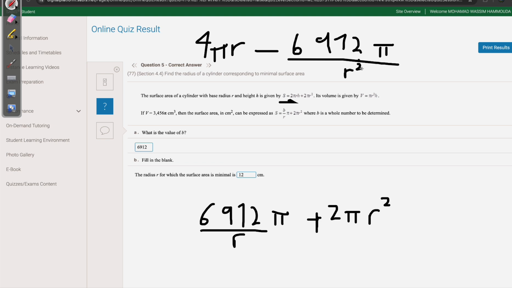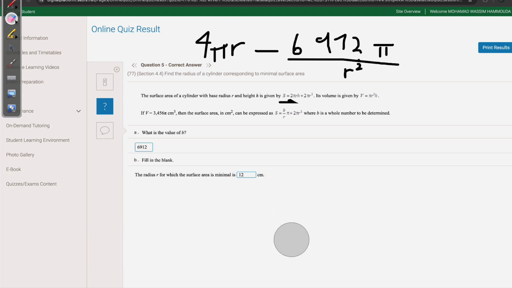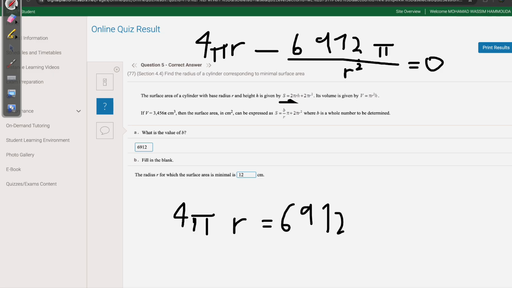So what we're gonna do now is take 6912 to the other side, then cross multiply. So 4 pi r, because it's equal to 0, we're gonna have to equate it to 0 and then find r. So 4 pi r is equal to 6912 pi over r squared. Pi by pi. So we're gonna get 4r cubed is equal to 6912.